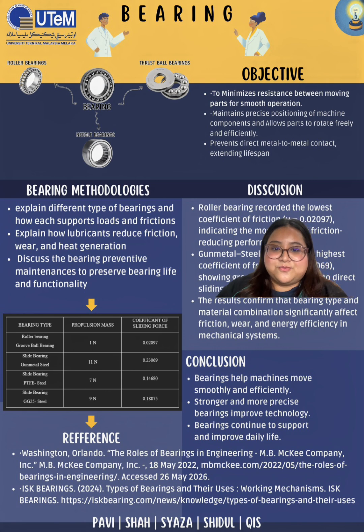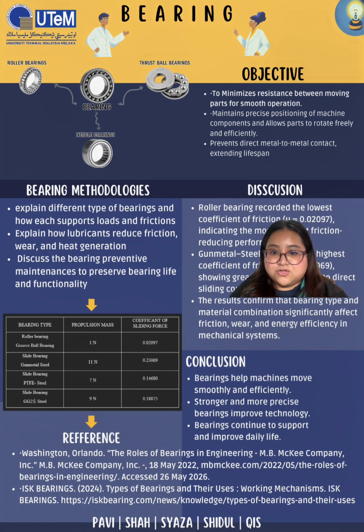Today I would like to present about the objective of using bearings and the different types of bearings commonly used in a mechanical system. Bearings are important machine elements that support moving parts and reduce friction between surfaces. They help machines operate smoothly, efficiently, and reliably.